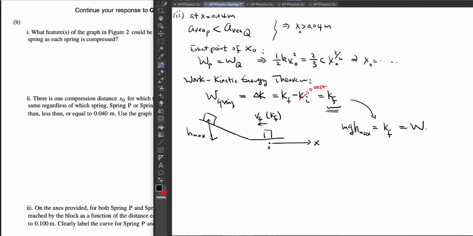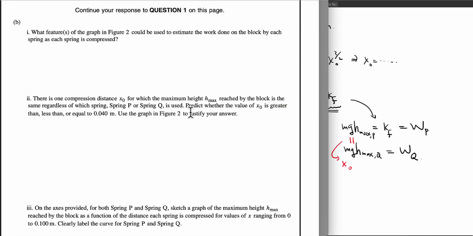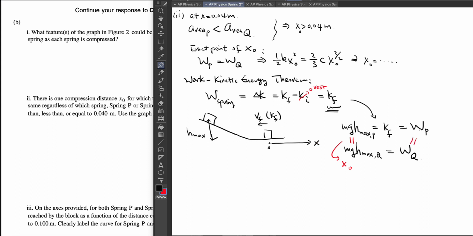So for spring P, it will be WP equals mg H max P, and mg H max Q will be WQ. And in order for these two heights to be the same, that defines the x naught, according to the question. Then we need to have these two equal. Sorry, I forgot to say that before I talked about WP equals WQ. That comes from here.